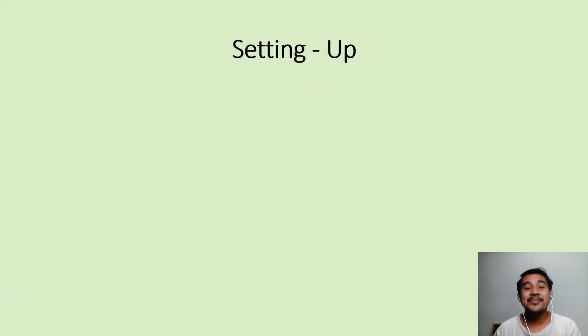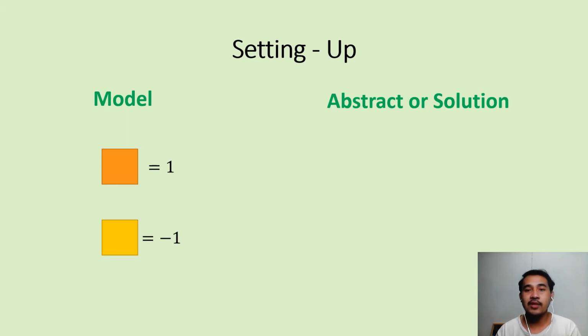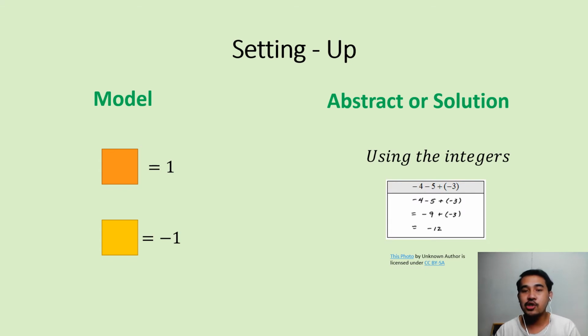Let's set up. Like in the addition and subtraction video, we have the model, where orange is positive 1 and yellow is negative 1, and then the abstract or solution using the integers, the usual way of solving operations in integers.